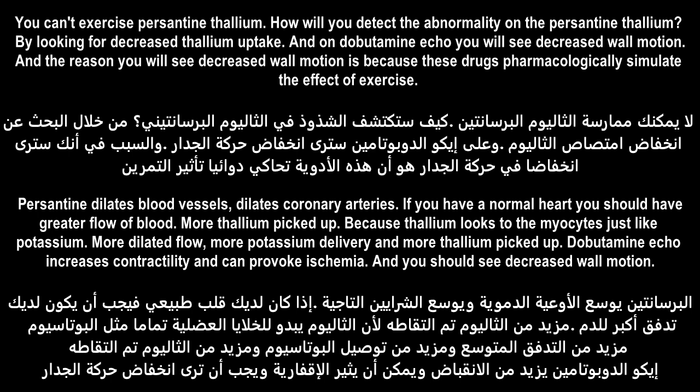You can't exercise, persantine thallium. How will you detect the abnormality on the persantine thallium? By looking for decreased thallium uptake. And on dobutamine echo, you will see decreased wall motion. And the reason you will see decreased wall motion and decreased thallium uptake is because these drugs pharmacologically simulate the effect of exercise. Persantine dilates blood vessels, dilates coronary arteries. If you have a normal heart, you should have greater flow of blood. More blood, more thallium picked up. Because thallium looks to the myocytes just like potassium. More dilated flow, more potassium delivery, and more thallium pickup.